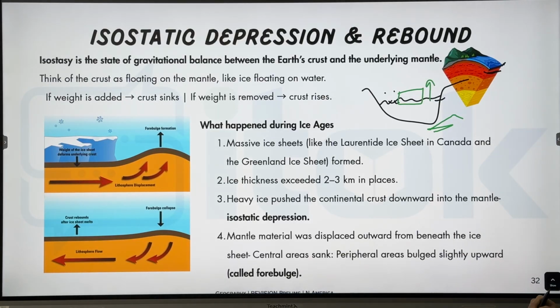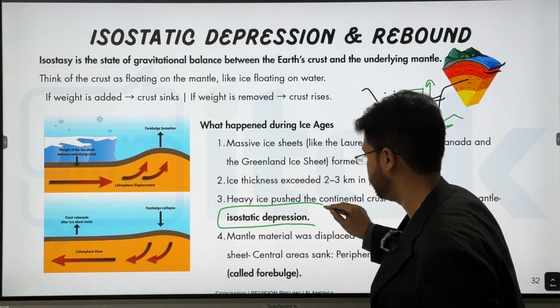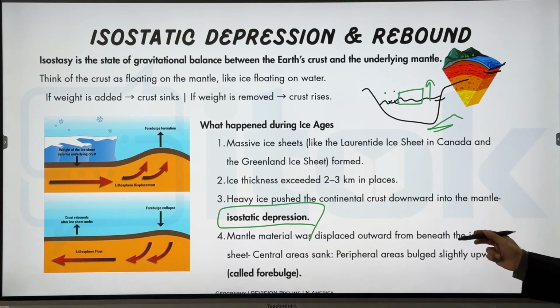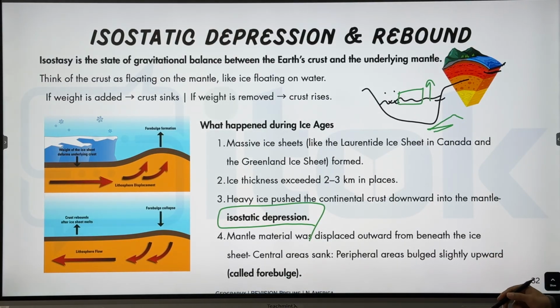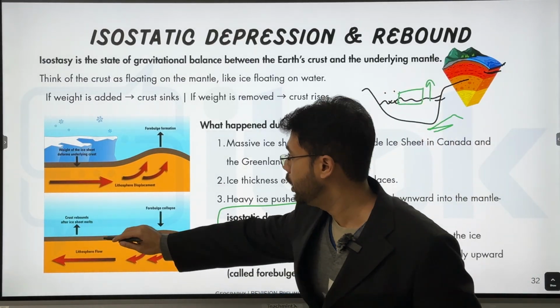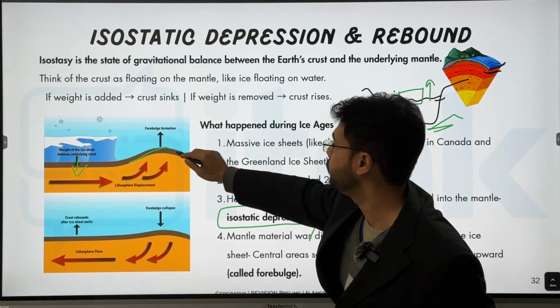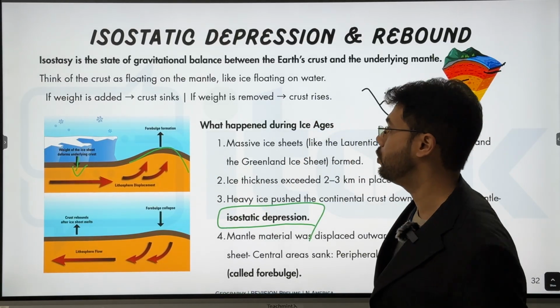During the ice ages, massive ice sheets formed in Greenland and the heavy ice pushed the continental crust downwards, and this was called isostatic depression. Now, mantle material is displaced outwards from beneath the ice sheet. The central area sank and the peripheral area came up. Like these areas, this sank and this came up. This was called forebulge formation.